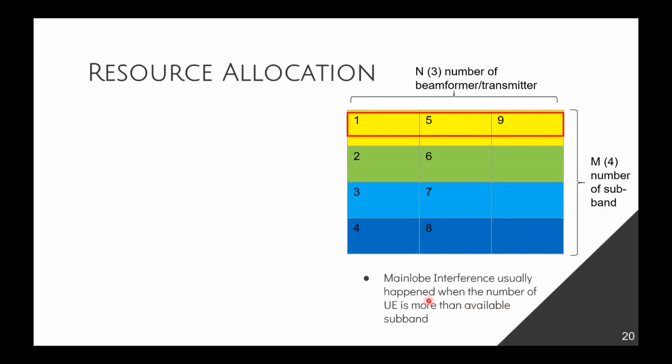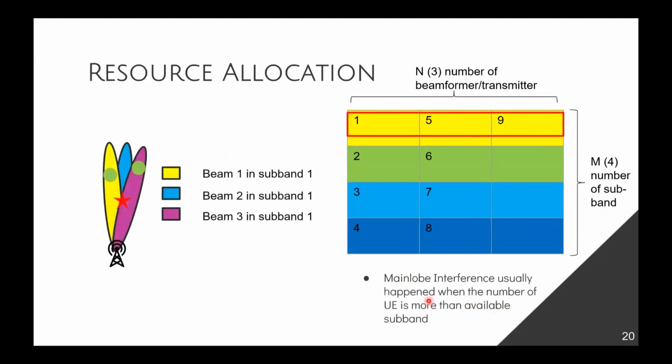This is the illustration of the interference in the same main lobe. The star symbol is user 1, and this is user 5 and user 9. As we can see here, all 3 users are located in the same subband, but different beamformers. Because of that, when the 3 users are served, all 3 of them will suffer from the main lobe interference.